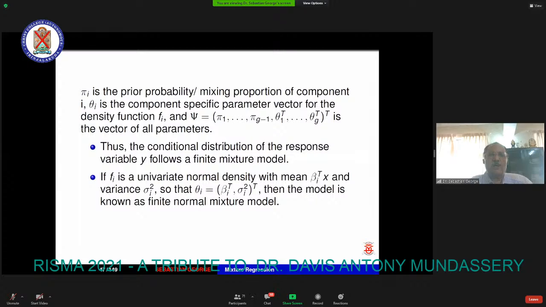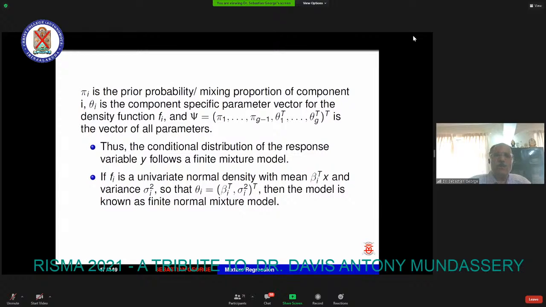Now, pi i is the prior probability or mixing proportion of the component. Theta i is the component-specific parameter vector for the density f i. And you have a number of parameters like this. Thus, the conditional distribution of the response variable y follows a finite mixture model.